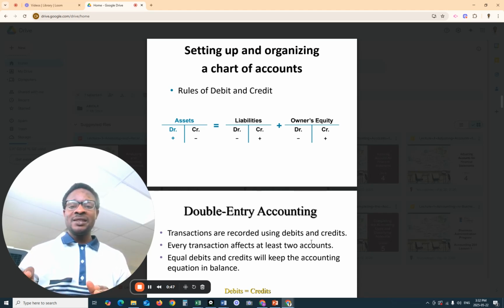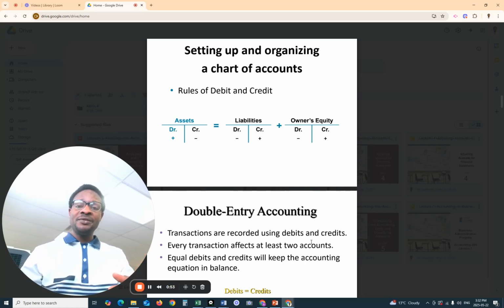For every transaction that happens in a business, a side receives, another party gives. So a side gives what another party receives and vice versa, which means the side that receives is usually recorded in the left hand side, the debit side, and the party or the entry that gives is usually recorded in the right hand side, the credit side.